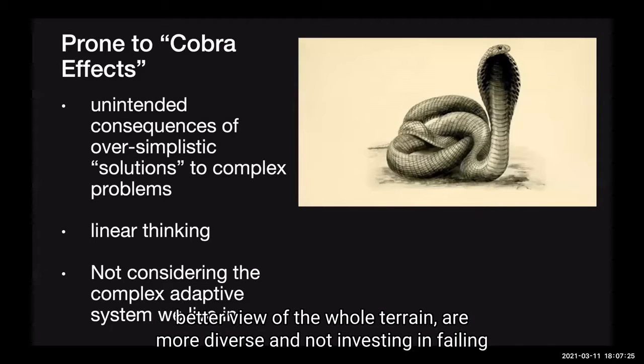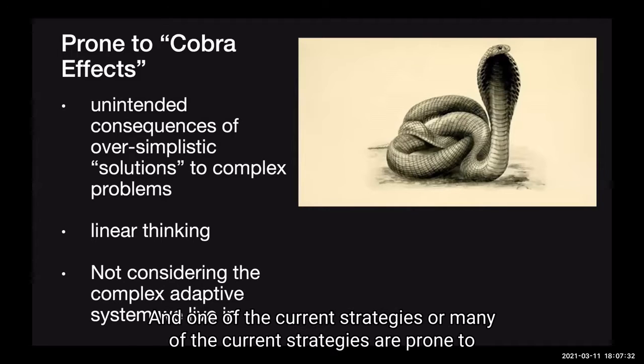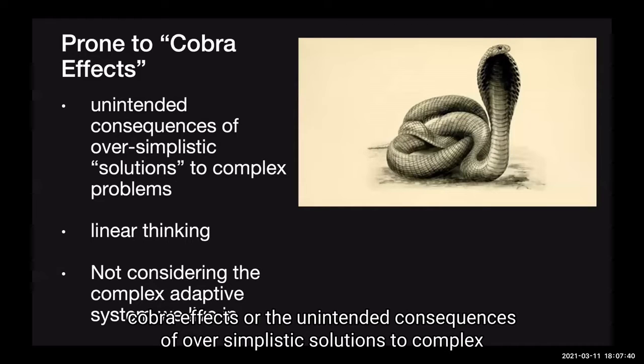And many of the current strategies are prone to cobra effects, or the unintended consequences of oversimplistic solutions to complex problems, linear thinking, not considering the complex adaptive system we live in.